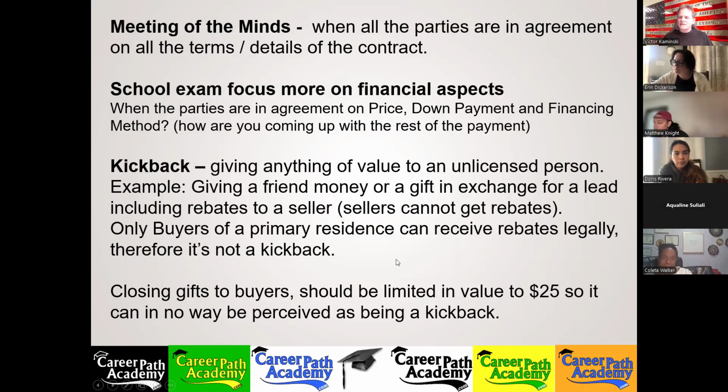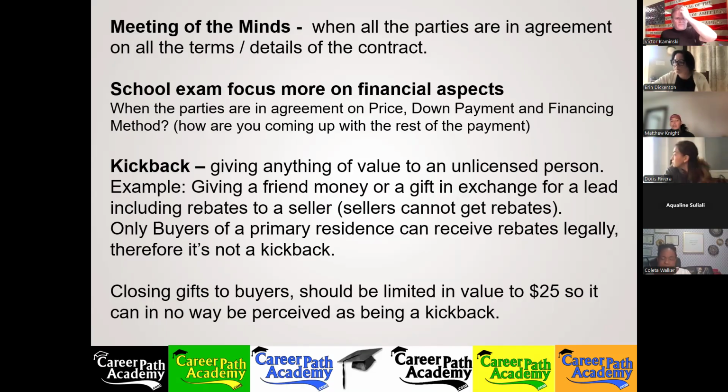And a kickback is giving anything of value to an unlicensed person. Who can you pay? Nobody. Who can you be paid by? Only your broker. So giving money to a friend in exchange for a lead, we know that you violated the law already because you can't pay nobody, regardless of the fact that the friend is not licensed, right?